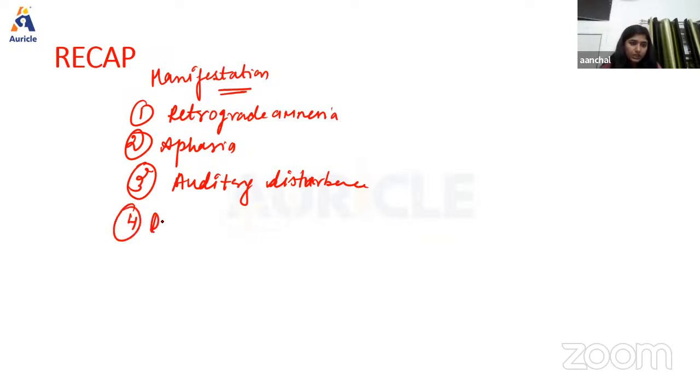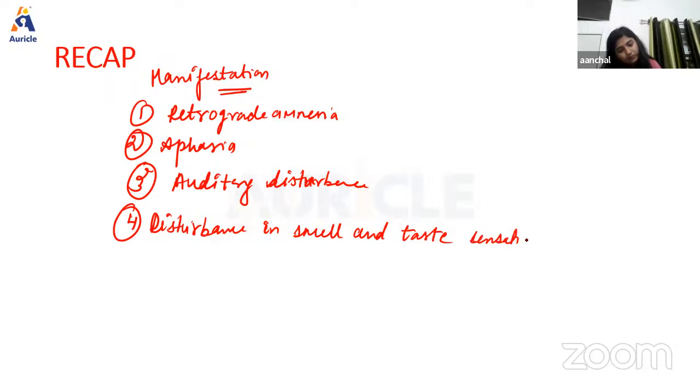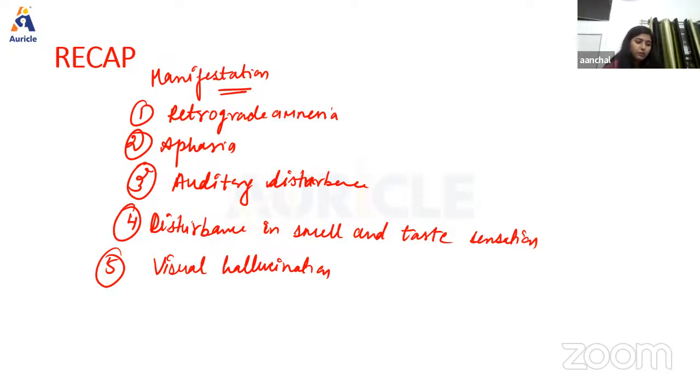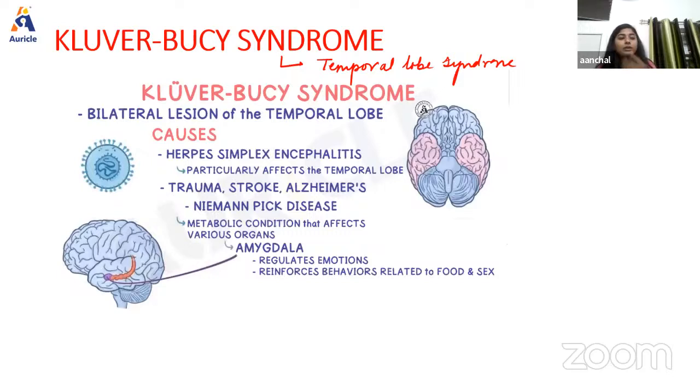Then it can also lead to disturbance in smell and taste sensation. Then it can also cause visual hallucination, which is also associated with anopia. Okay, so this is all about temporal lobe syndrome, which is also known as Klüver-Bucy syndrome.